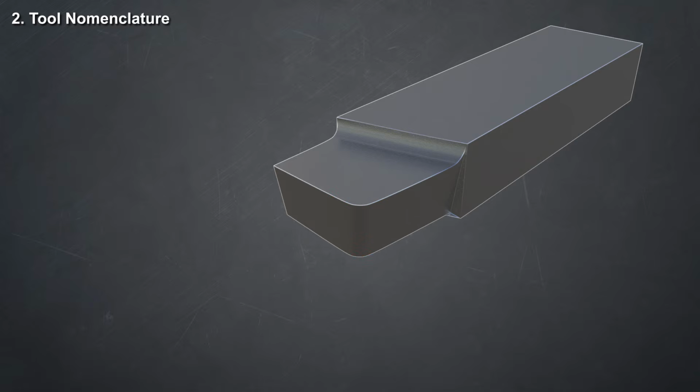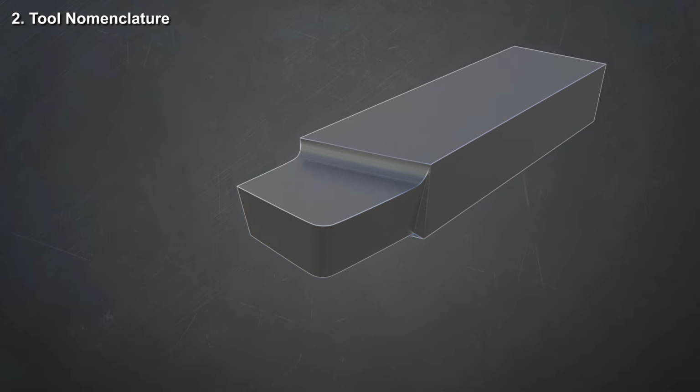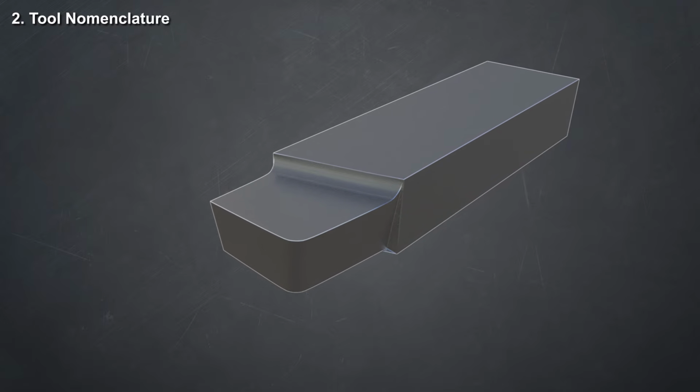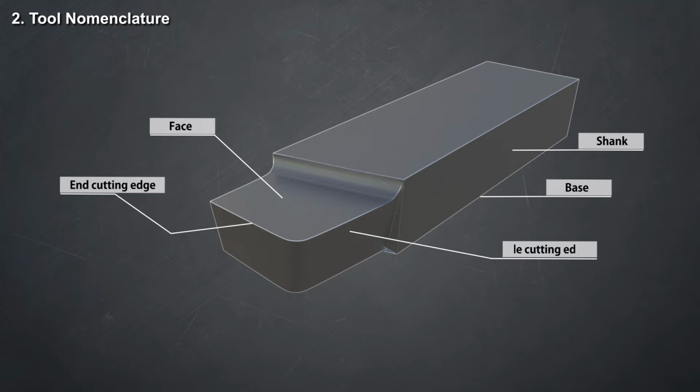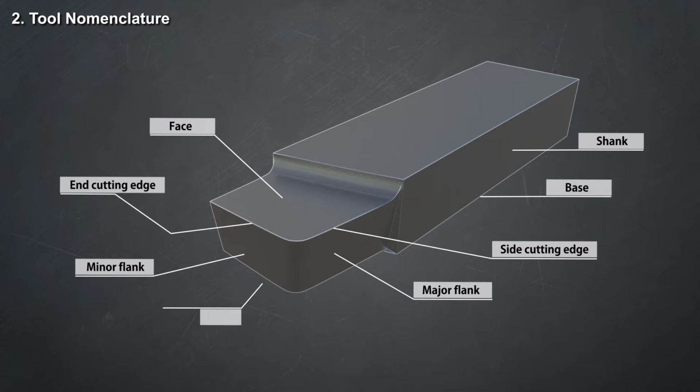Before going into more detail about the various nomenclature of the tool, let us first know the parts of the tool. For example, the single cutting point tool has the following parts: shank, base, face, end cutting edge, side cutting edge, minor flank, major flank, nose and heel. Now let's discuss tool nomenclature in more detail.